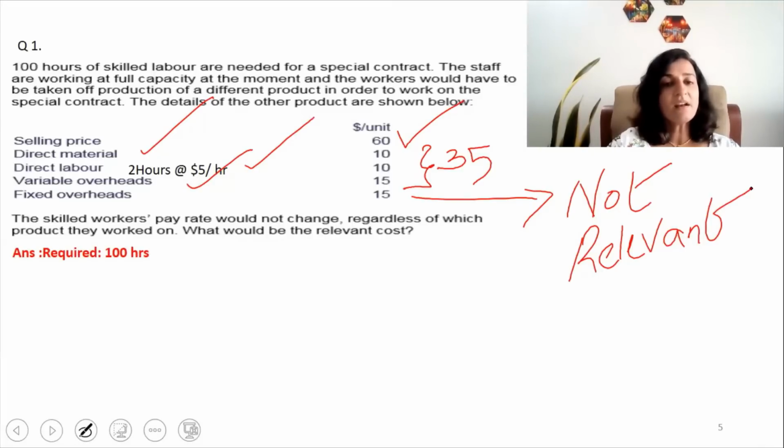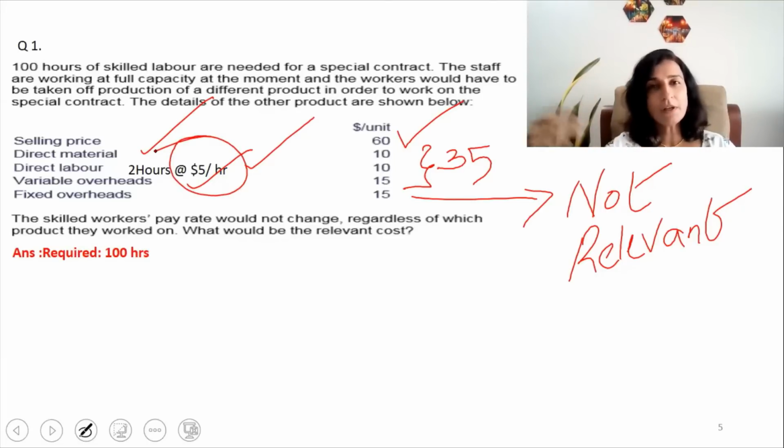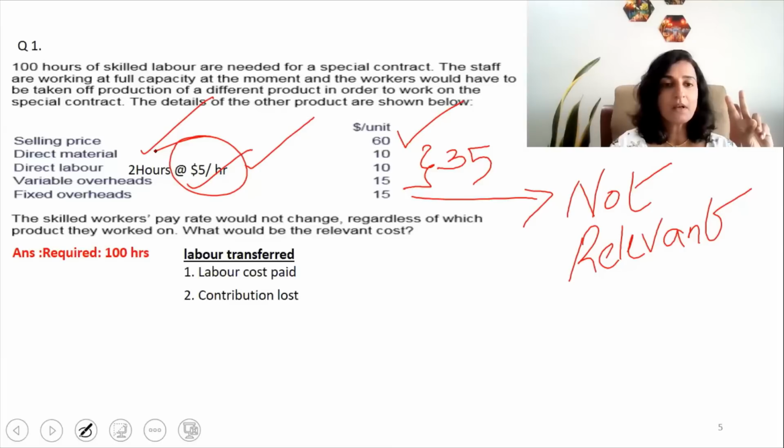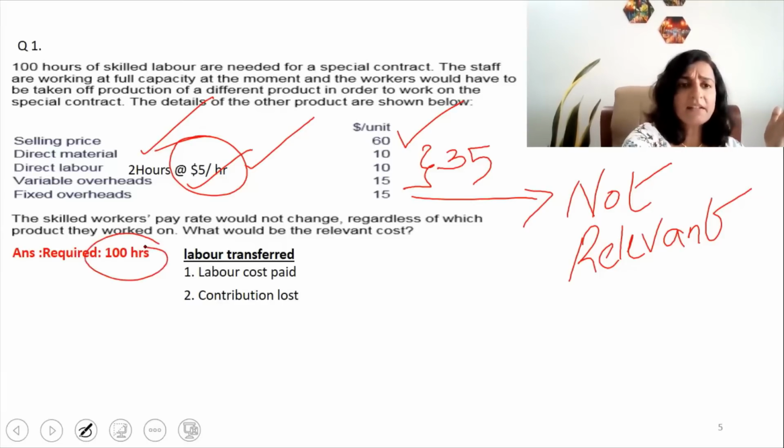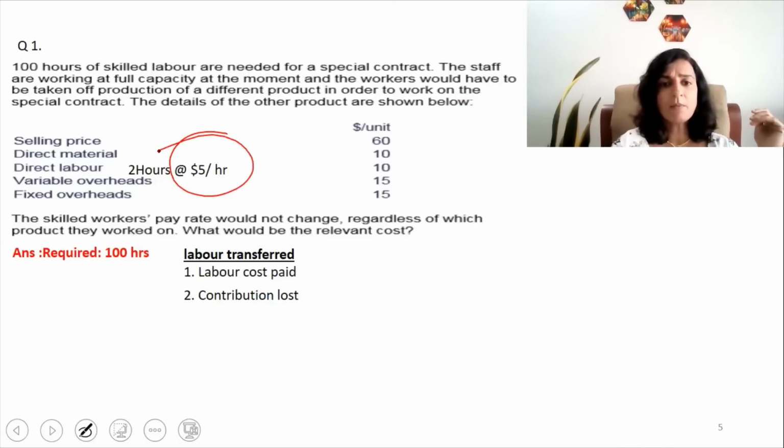The skilled workers' pay rate would not change regardless of which product they worked on. So which means that the rate of $5 per hour will still be paid for the new contract also. What would be the relevant cost? So we know that relevant cost are two types, the labor cost actually paid and the contribution lost. So what is the labor cost actually paid? For 100 hours at the rate of $5 per hour. So what is the amount? 100 into 5 or $500. That's the first part. And the second part is the contribution lost.